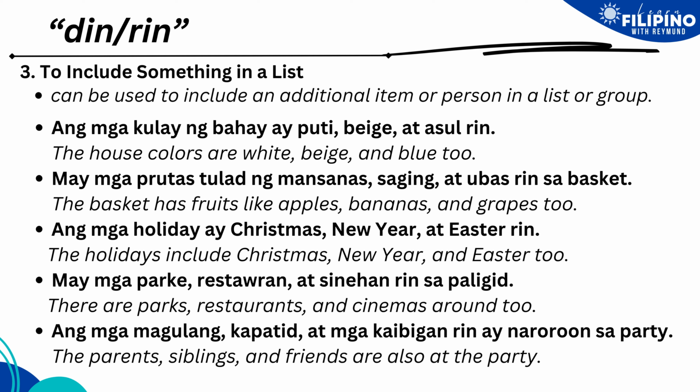Ang mga magulang, kapatid, at mga kaibigan rin ay naruroon sa party. Magulang are parents, kapatid is sibling, and mga kaibigan. So, kaibigan is a friend. Mga makes it plural. So, mga kaibigan are friends. Also, naruroon sa party.